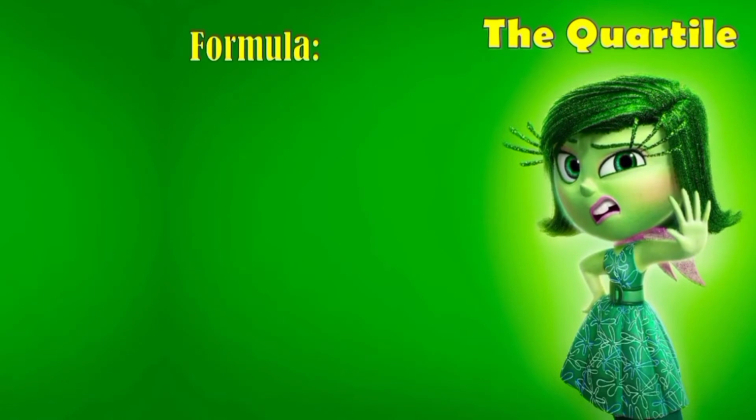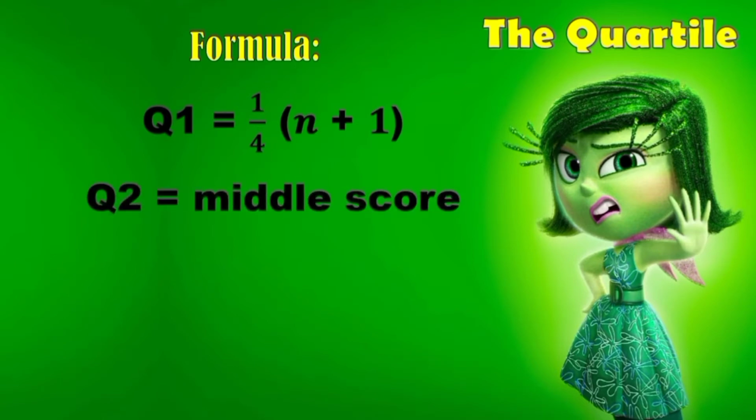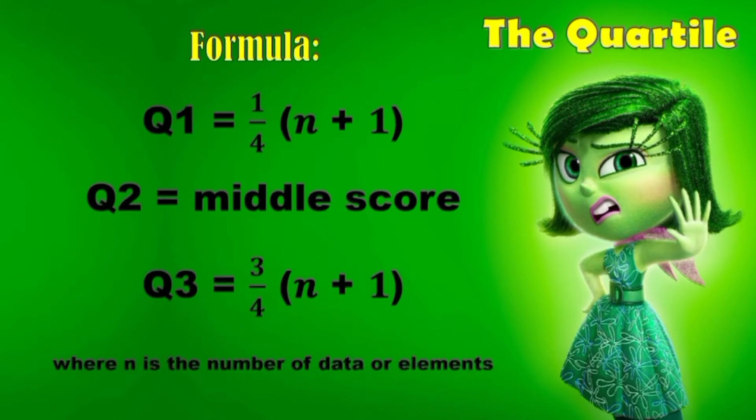Now here are the formulas. To get the first quartile, multiply 1/4 to the sum of the number of data and 1. Second quartile is also equal to the middle score. And to get the third quartile, multiply 3/4 to the sum of the number of data and 1. N is the number of data or elements.